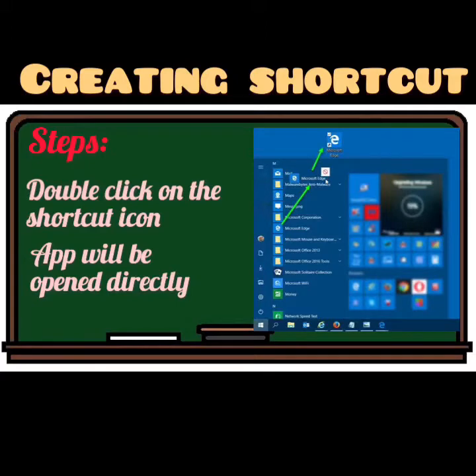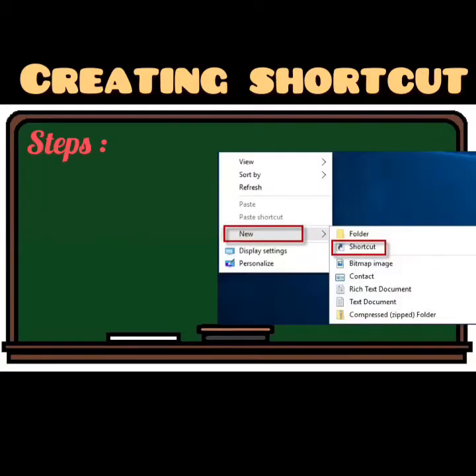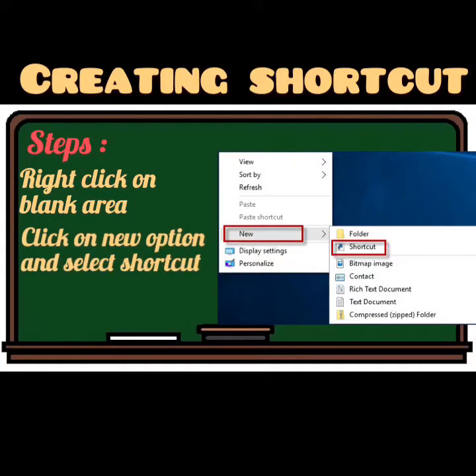Next, we are going to see how to create a shortcut for any file on the desktop. For example, I'm working on a paint file. I want to make a shortcut of that particular file or document. How to do that? The first step is to right click on the blank area of the desktop. Then you will have many options, where you first select the new option. Once you click on new, you will get another set of options where you have to choose shortcut.